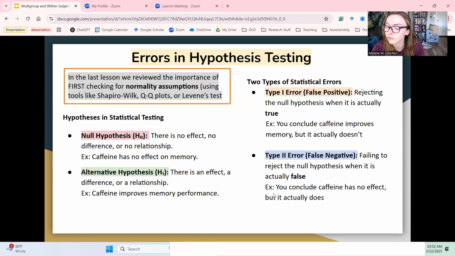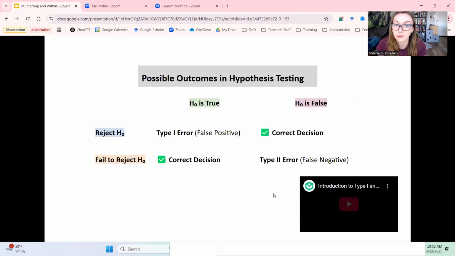It's a false positive. Type 2 error is the opposite. It's when we have a false negative. This is when you fail to reject the null hypothesis when it is actually false. So you conclude caffeine has no effect, but it actually does. So in this example, we think that the null hypothesis is accurate when that's not true, right? So I also love a little graphic, as you know.